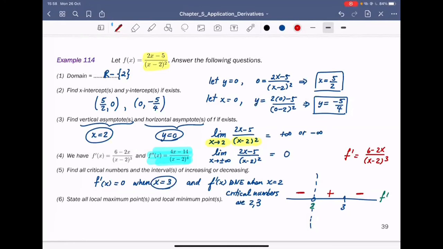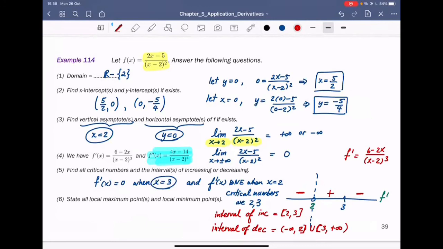That means the interval of increasing is 2 to 3. The interval of decreasing, I just make the abbreviation now, is negative infinity to 2, sorry, union 3 to plus infinity. All right, so I have everything ready to plot the graph.